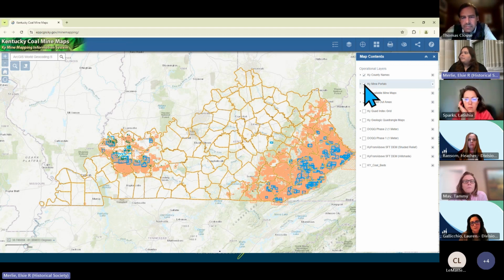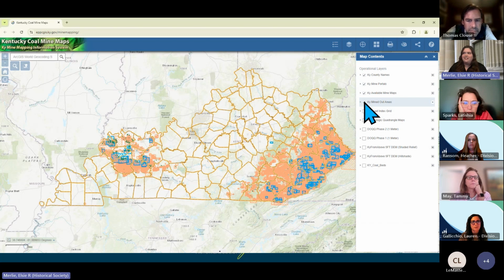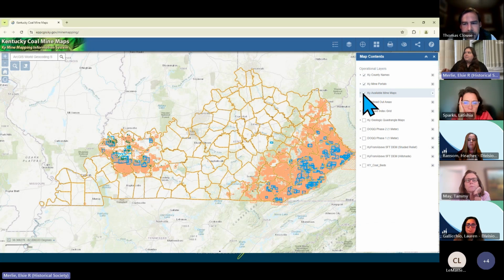We also have different mine portals and mined out areas. I'll uncheck this one and you guys just watch how many mines we still have active. Here we go. I'm going to uncheck the ones that are no longer active. There's not much of a difference. Most of it is over here in the western part of the state where those mined out areas are going to be. I'll go ahead and uncheck the coal mining maps that we have available, and you're going to see most of this disappear.